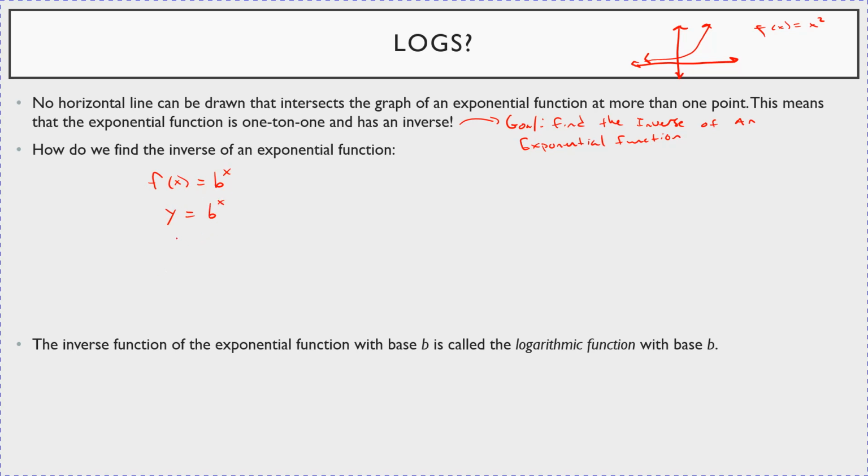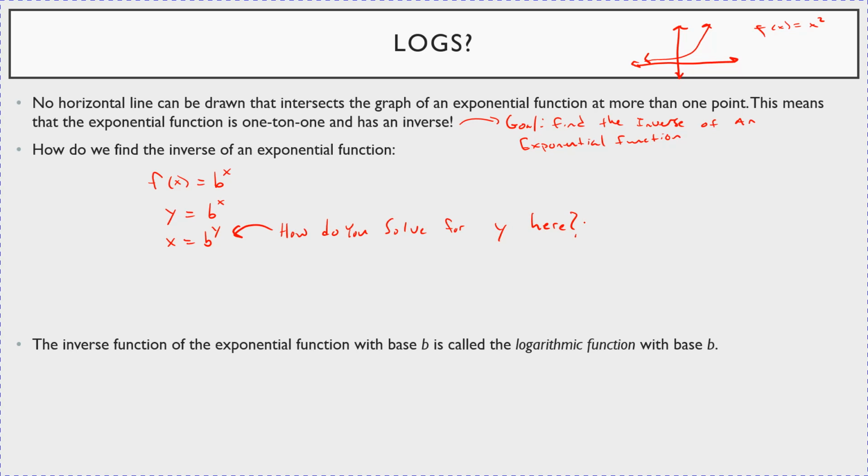Then you flip the x and y, and you try to solve for y. So x is equal to b to the y. So how do you solve for y here? And it's like, I don't know. I'm not sure here how to do this. And that's when we're going to need to introduce this thing called a logarithmic function.